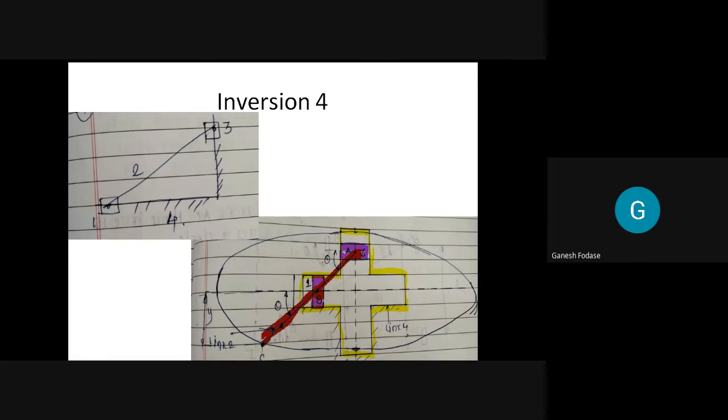Now this arrangement is called the elliptical trammel. Why is it called the elliptical trammel? Because for any point on this link, let's say point C, if I consider the path of this point, it will be an ellipse. Somewhat like this.